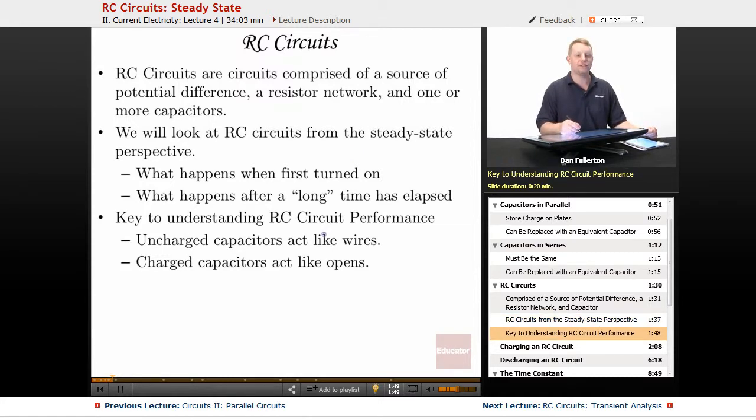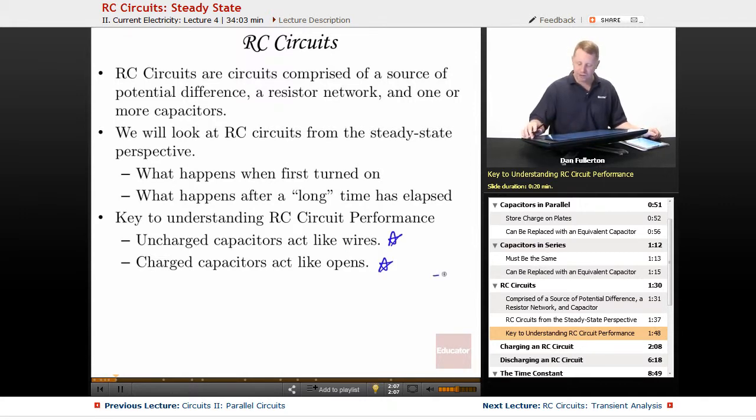Now, the key to understanding RC circuit performance: uncharged capacitors act like wires, charged capacitors act like opens. Gotta know these two facts. It's going to help you immensely with your analysis of capacitor circuits.